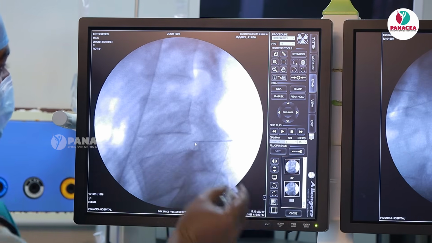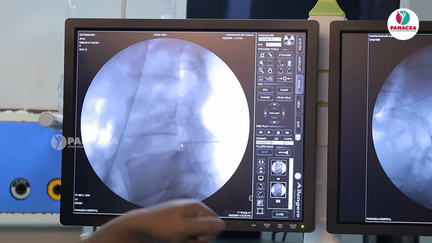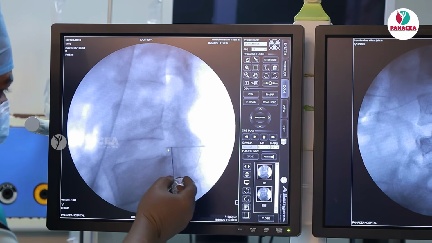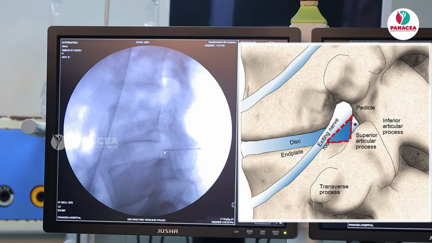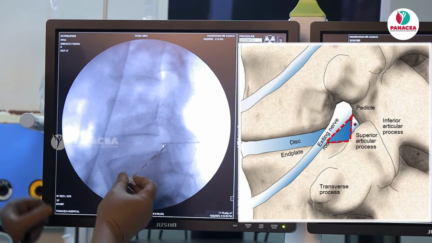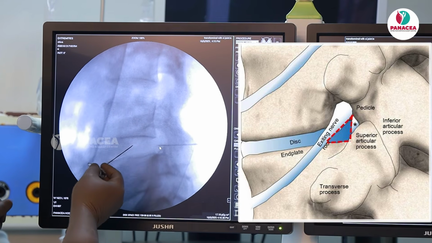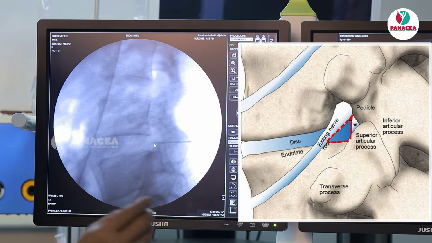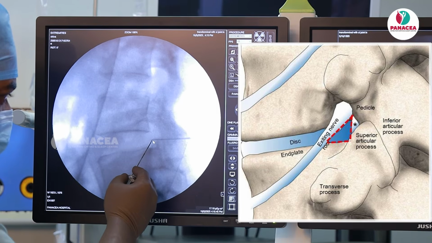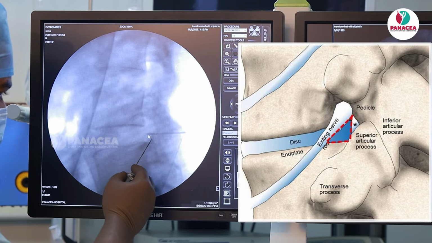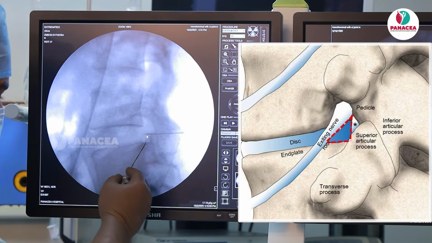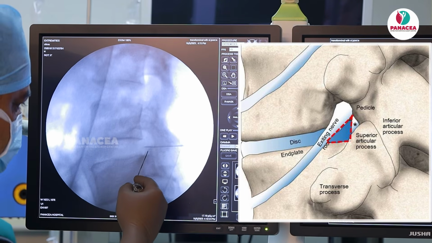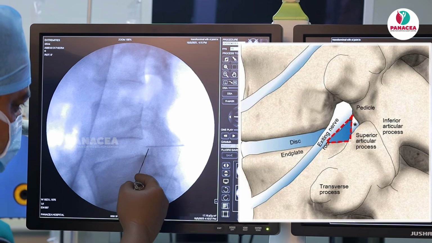So you look at here also, this is the intervertebral foramina. This looks like a keyhole. So when you are doing a trans-Kambin's approach, your needle should be low in the keyhole, not high in the keyhole, because your exiting nerve root will be going like this. So if the needle is high up, it may hit the exiting nerve root. So it should always be low in the keyhole and just anterior to the SAP.